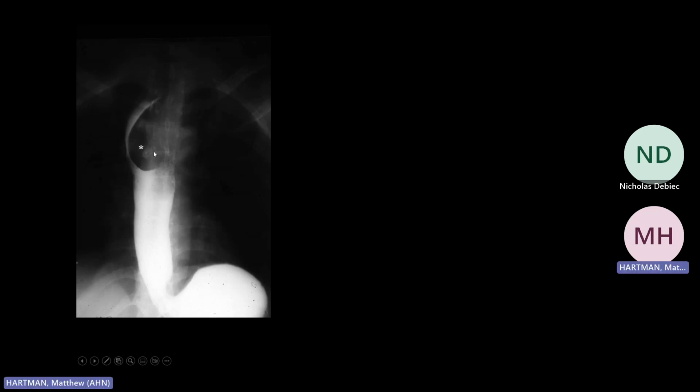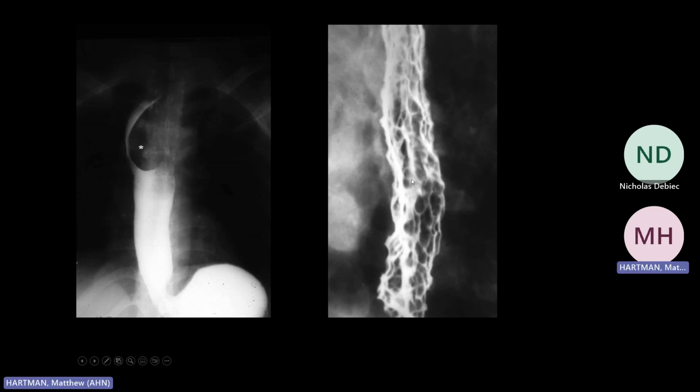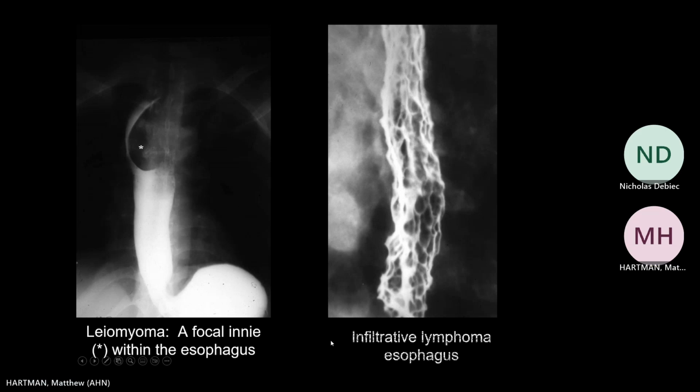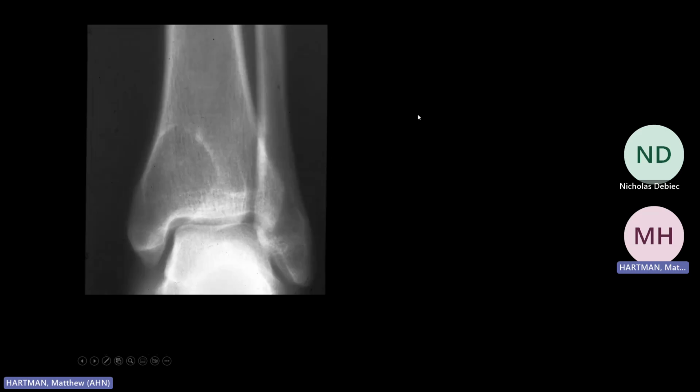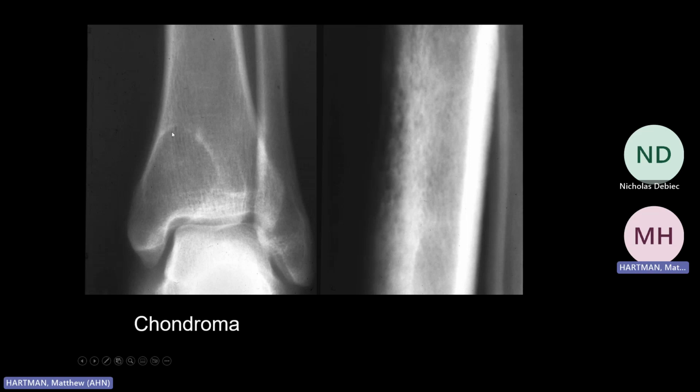Here's an esophagram showing a focal lesion. There's another esophagram, more infiltrative growth. Leiomyoma here, and again, lymphoma. Remember, Metz lymphoma, every differential, especially if it's multiple or infiltrative. Apply it to the bone. Here we have a focal lesion. This ended up being a chondroma. Here, infiltrative type of process, lymphoma again.